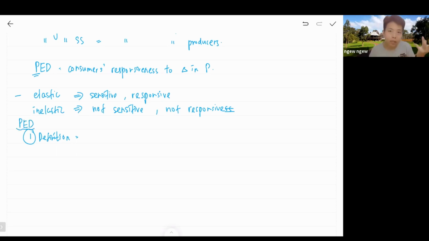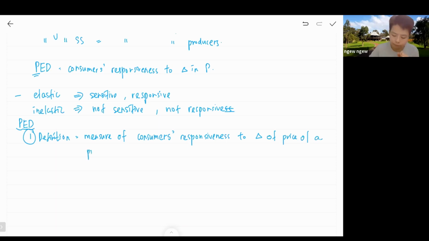So based on just now, we understand the basic meaning of elasticity, what is meant by the D, what is meant by the P. So now we phrase it into one sentence. So PED is basically a measure of consumers' responsiveness to changes of, triangle is the sign for changes, changes of the price of a product. So that's the definition.